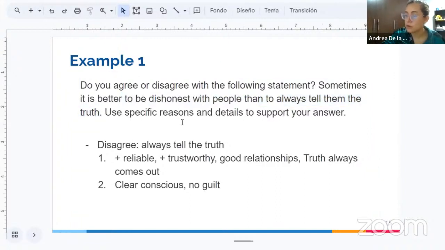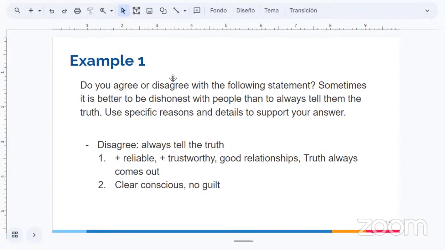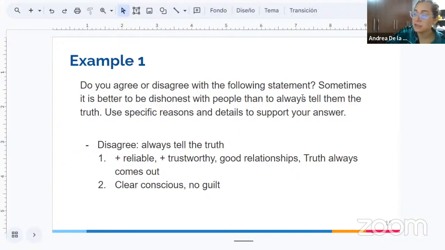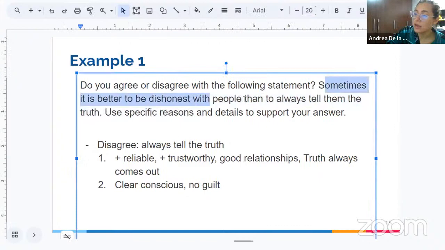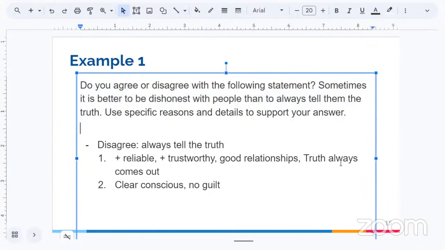So in one word, what do you guys think the topic of the essay or the question is? It is better to be dishonest with people. Okay, but that's not the topic again. That's part of the options, right? In one word, only one word. What is the key word here? The most important word in this? Honesty, maybe. Exactly. Honesty. That's the topic, right?